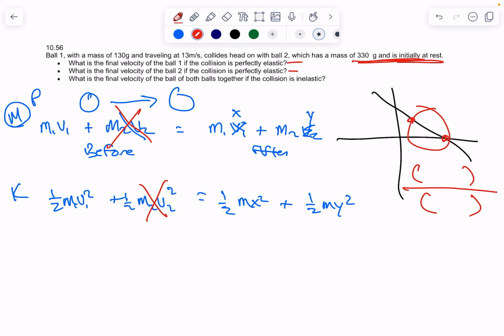what the final velocities are. Now don't panic, sometimes it may even bounce back, so you could have a negative velocity, so don't panic, but one of them won't make any sense at all.